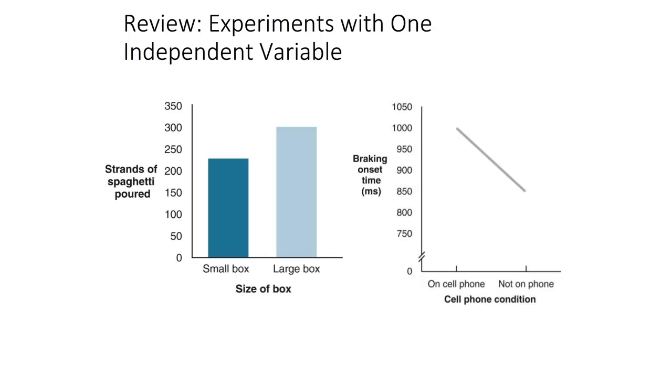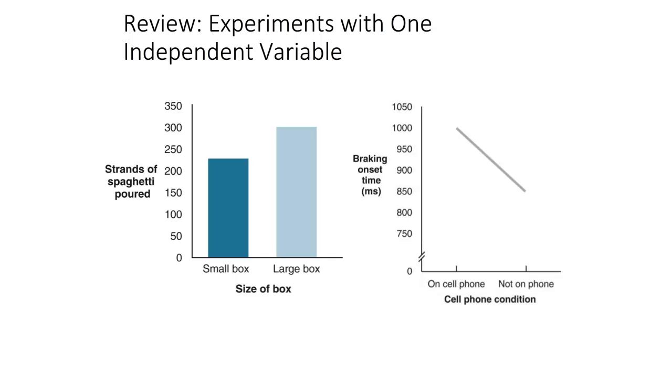So we have one independent variable, which is the size of the box. This independent variable has two levels. We have small box and we have large box. So two levels in our independent variable, the size of the box. The dependent variable, and remember the dependent variable depends on the independent variable, is the strands of spaghetti poured, so the number of strands of spaghetti poured.